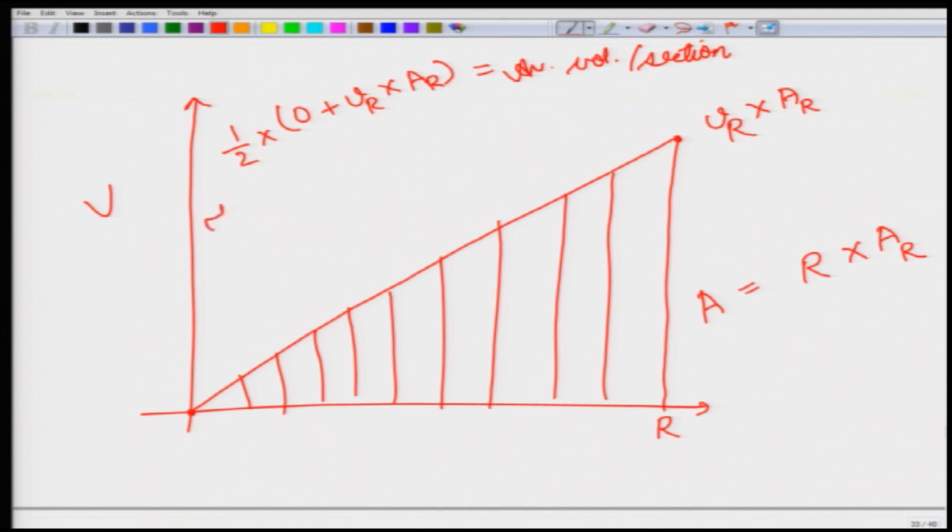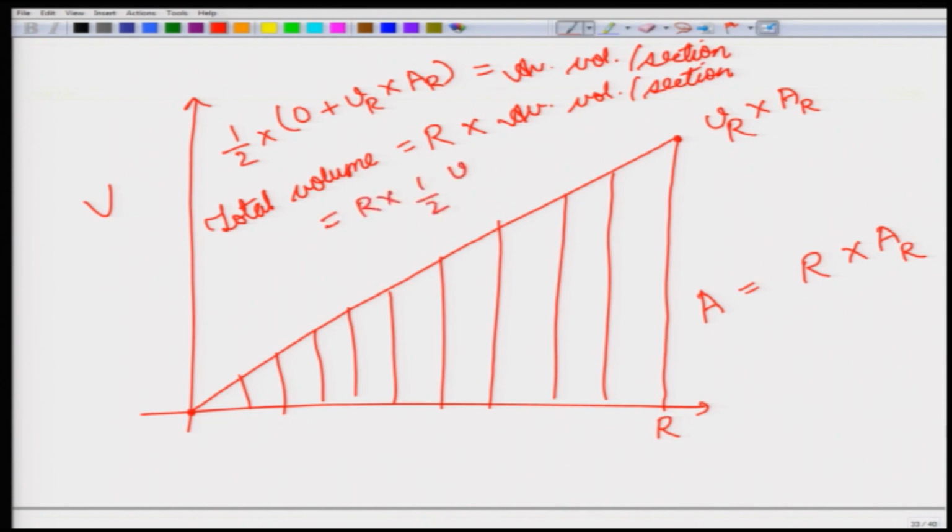So, the total volume is given by the total number of sections into the average volume per section, which is equal to R into half of V_R into A_r. Now, capital R into A_r, the number of sections into the area of each section, is equal to capital A, which is the area of the forest. So, here we get half of V_R into A.